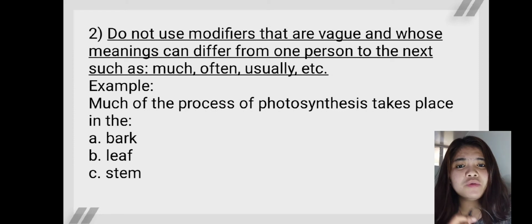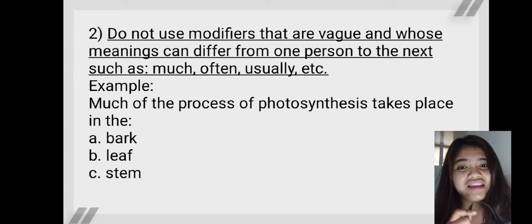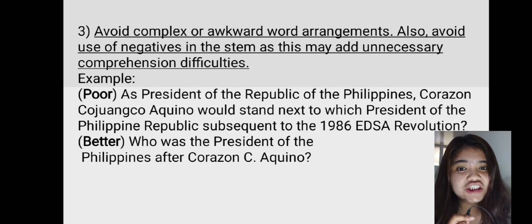Second, do not use modifiers that are vague and whose meanings can differ from one person to the next, such as much, often, usually, etc. Example: much of the process of photosynthesis takes place in the A, bark, B, leaf, C, stem. The qualifier much is vague and could have been replaced by more specific qualifiers like 90% of the photosynthetic process, right? Or some similar phrase that would be more precise. Be quantitative.